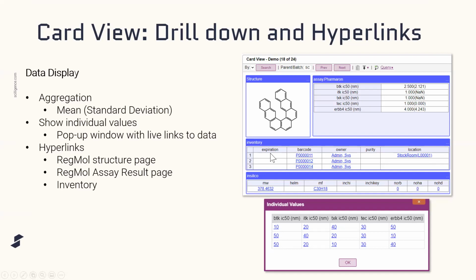All right, same thing with inventory. And also, excuse me, the structure page. So here, for example, if I have number of rotatable bonds, number of H-bond acceptors, or if I were to click on these hyperlinks, it would open up the structure page in regmol. Okay.